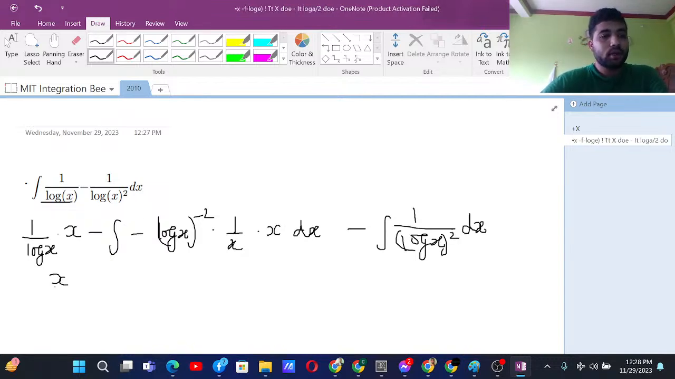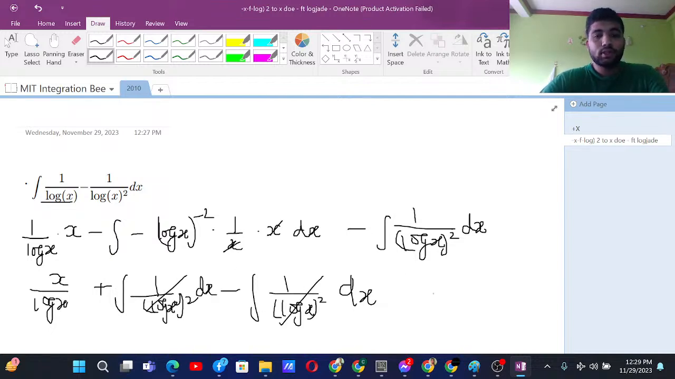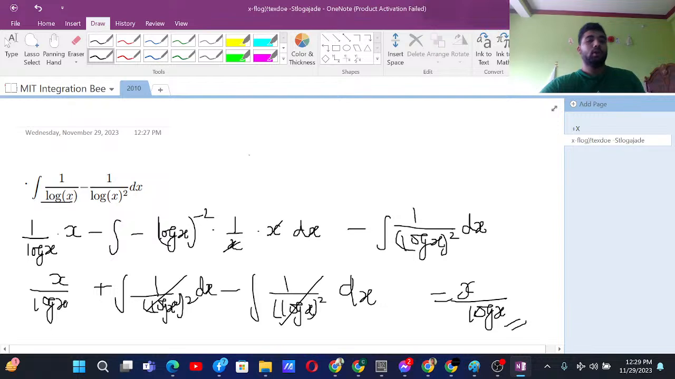Now this is x/log x, and this is just plus 1/(log x)². Yeah, the x will cancel out, and this is just minus 1/(log x)² dx, and these two will cancel out, so that's just x/log x. You see, so x/log x is the answer. You can check it online.